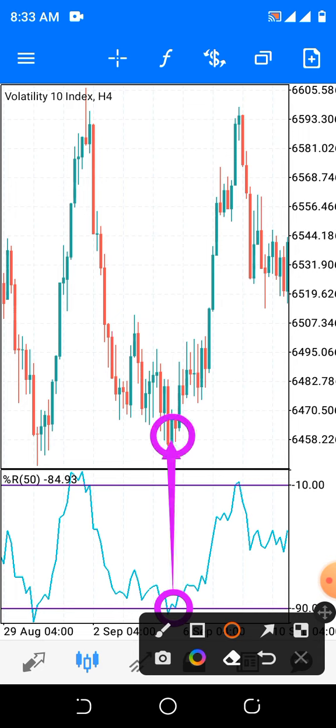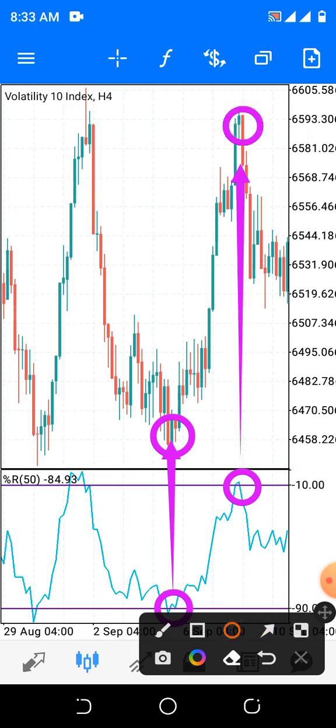Now we have another sell signal here, another sell signal there. Do you understand? Because the indicator is above the minus 10 line, that is a clear sell opportunity. You sell here and make your excess profits.